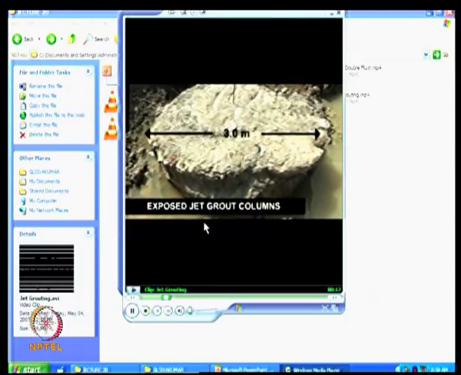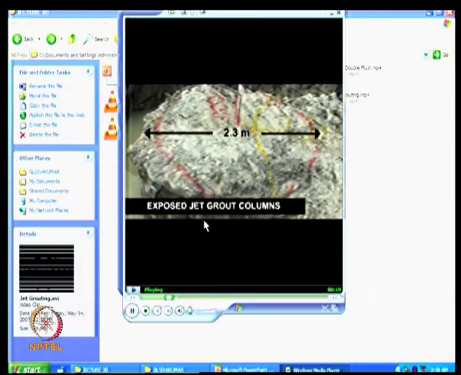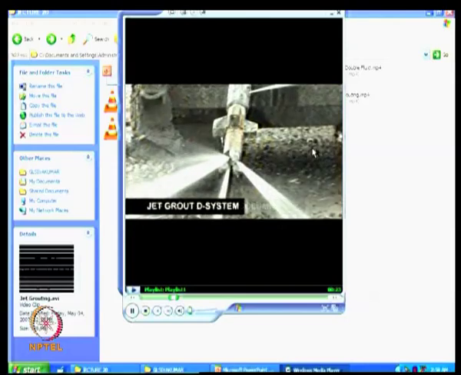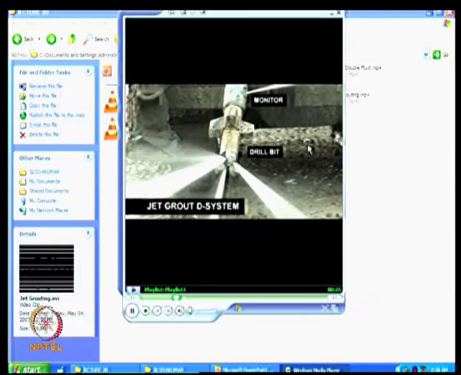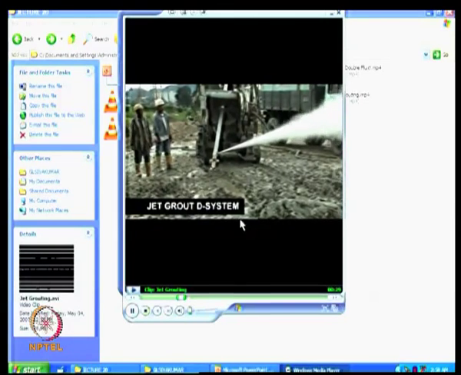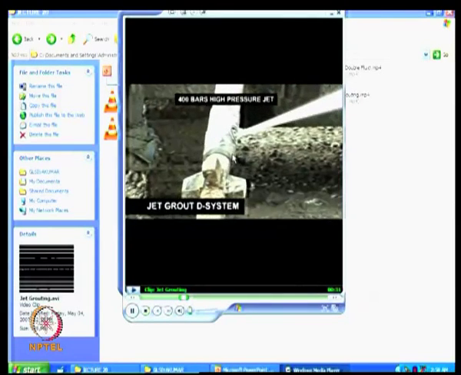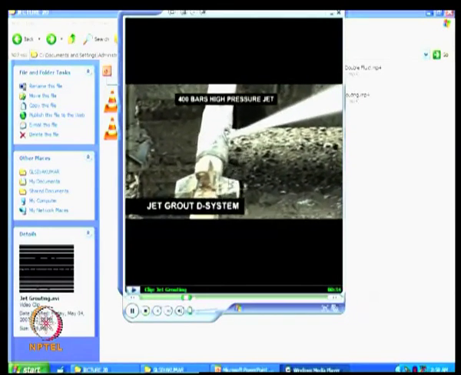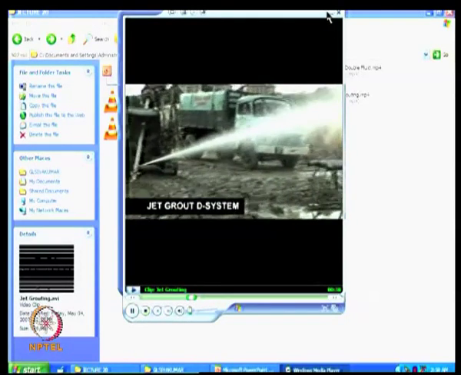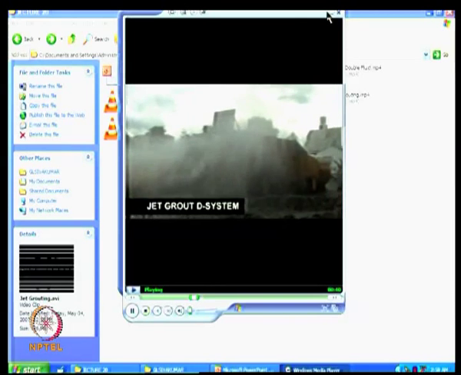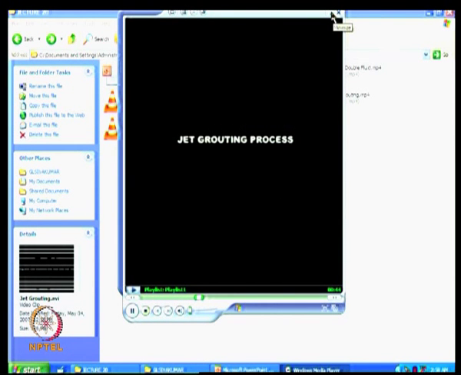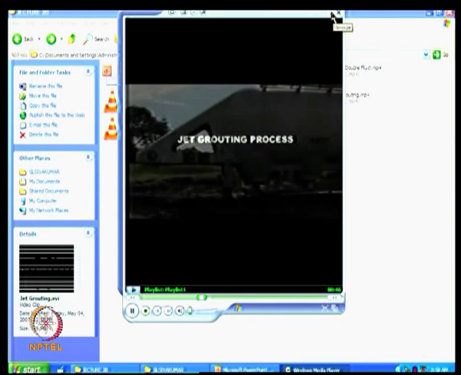This is actually jet grout columns; one can get as high as 2 to 3 meters, you can see that, and they will show you how it is done. So, for example, a drill bit jet, it is called the jet grout D system. You know, the water is gushing out of this. The way the process is done, we will see that now.